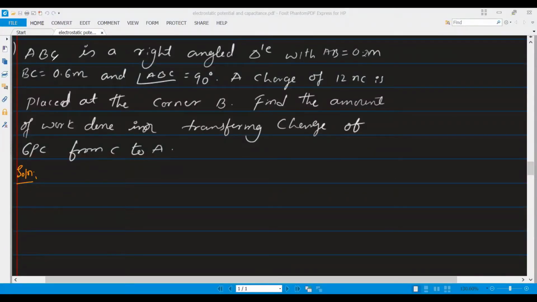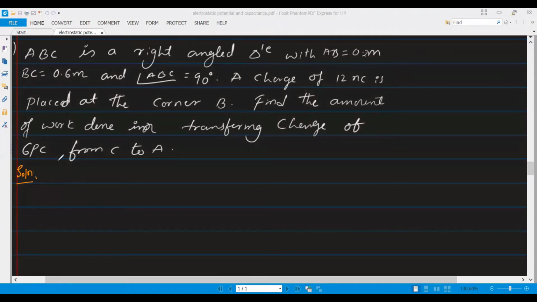Let us go for this problem. ABC is a right angle triangle with AB equal to 0.2 meter, BC equal to 0.6 meter, and angle ABC equal to 90 degree. A charge of 12 nanocoulomb is placed at the corner B. Find the amount of work done in transferring charge of 6 picocoulomb from C to A.